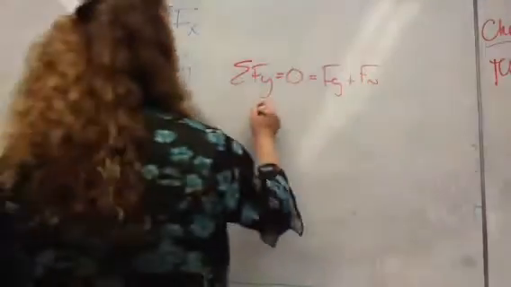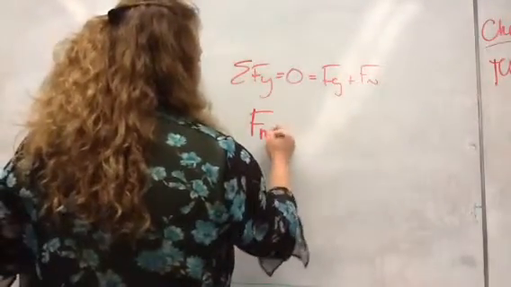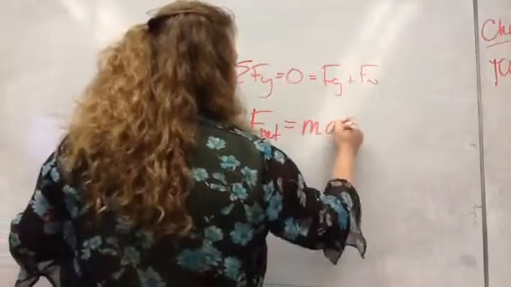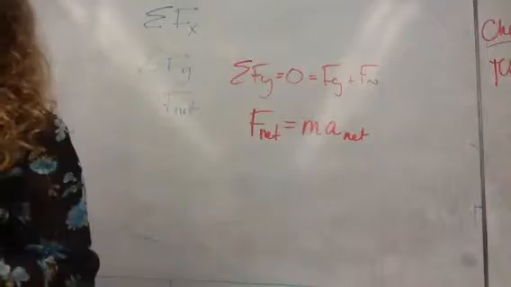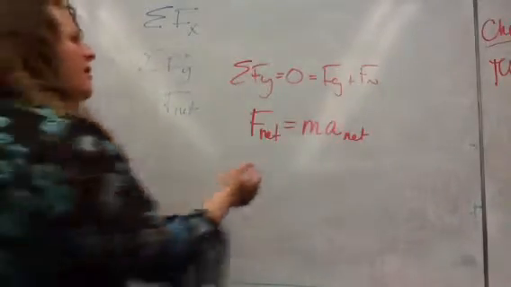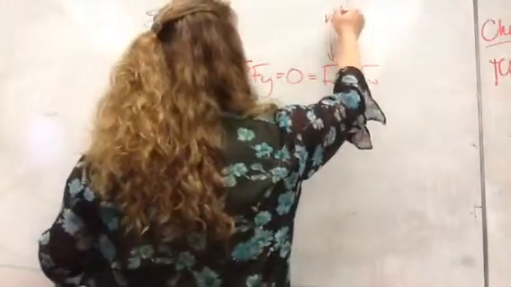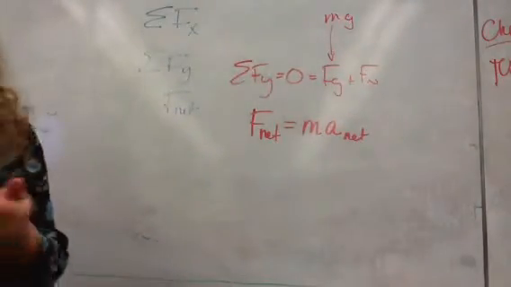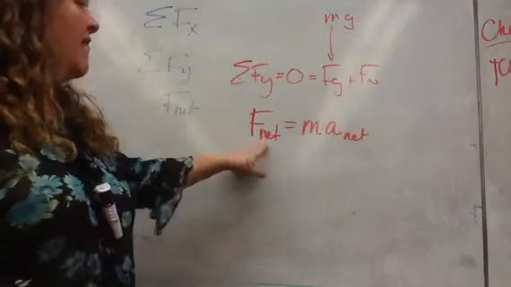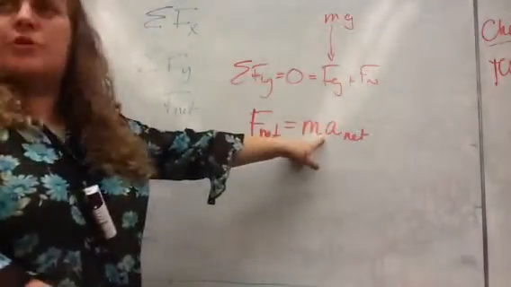What we also know is that the net force is equal to the mass of something times its net acceleration. F_g has always been mass times gravity, where gravity is acceleration due to gravity. Now we have F_net is equal to m a_net.